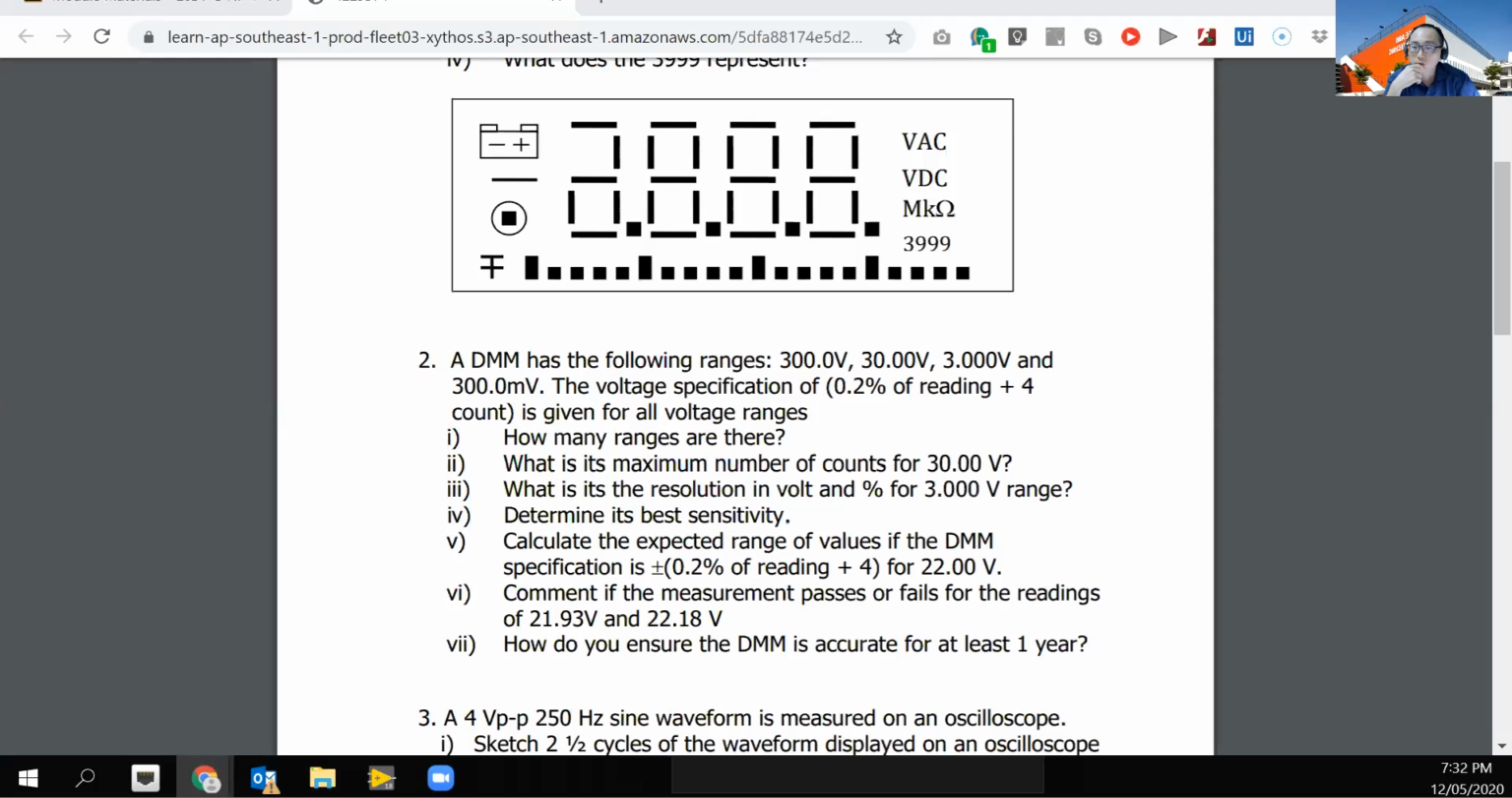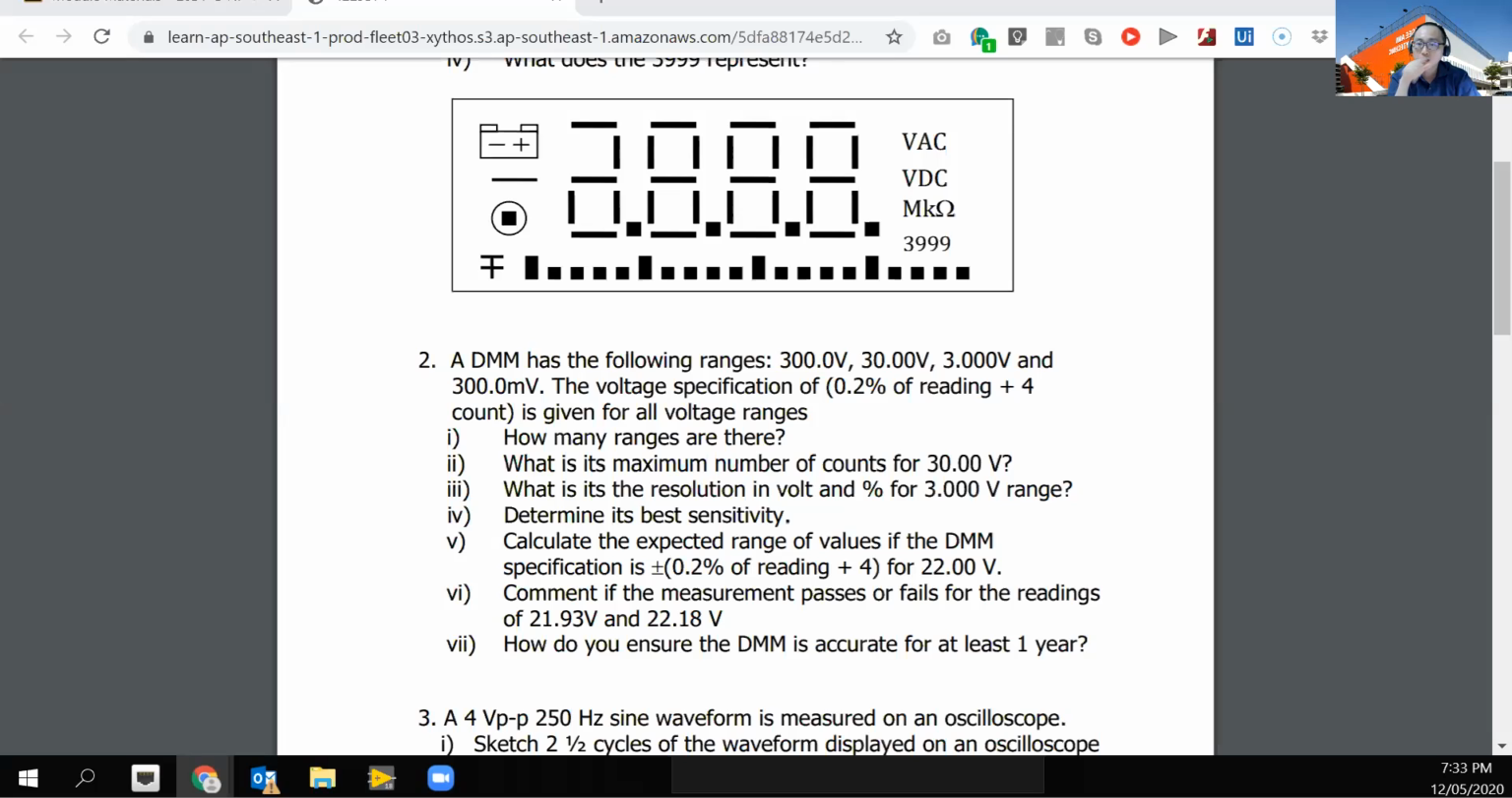Yes, somebody put a question mark there. Correct, your resolution will be based on the range. If your range is smaller, let's say from 30 volt to 3 volt, you are measuring at a smaller voltage level, but your sensitivity is higher. That means your resolution is better at lower range. Makes sense, or not? At higher voltage range, let's say at 30 volt or 300 volt, your resolution becomes poorer based on the decimal placement.